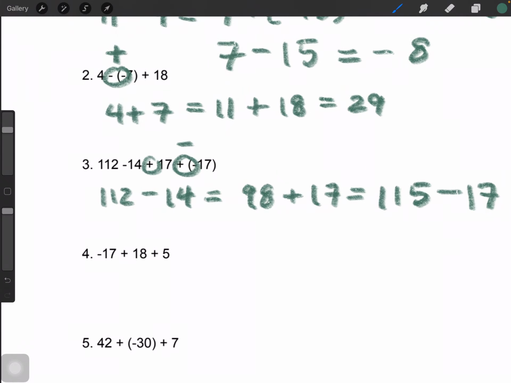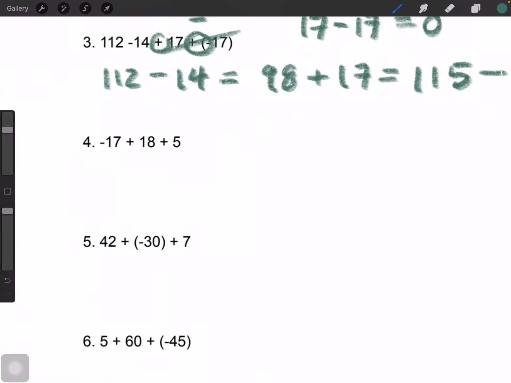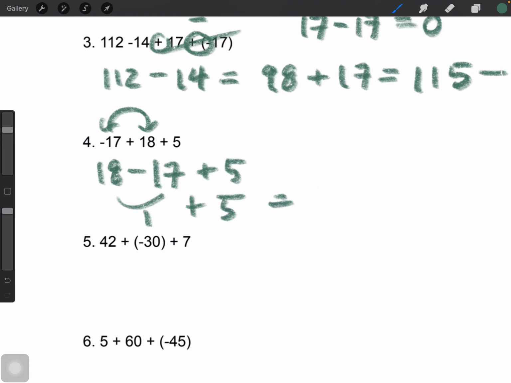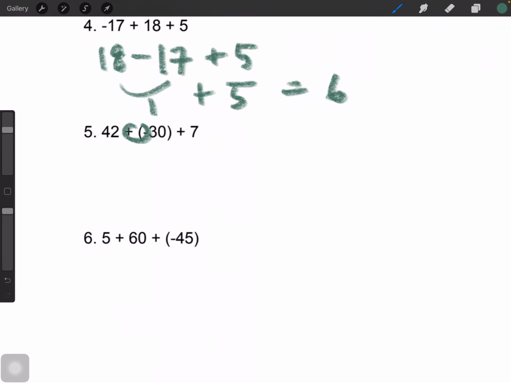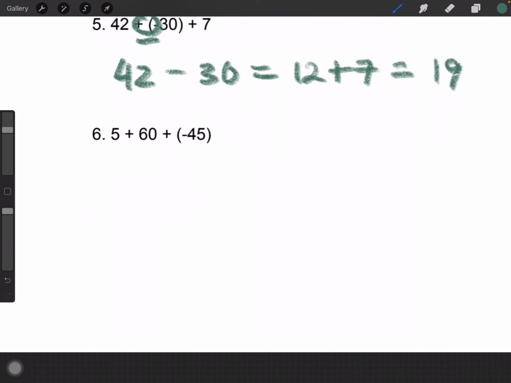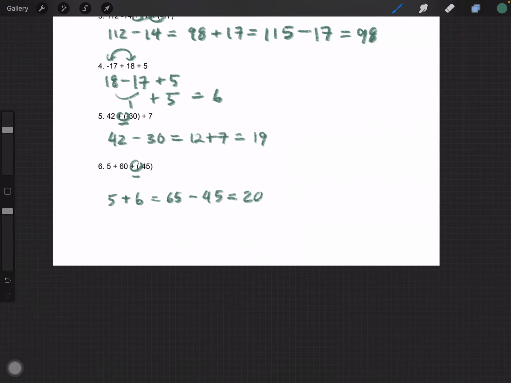Now, if you see a plus 17 and a minus 17, you know they cancel out because 17 minus 17 is automatically 0. So, in this one, you can reorder this as an 18 minus 17. Just switch these two around. Plus 5, which gives us 1, plus 5, which gives us 6. In this case, this becomes a negative, so 42 minus 30 is equal to 12, plus 7 is equal to 19. And in this last one, this equals a minus 5, plus 6 is equal to 65, minus 45 would equal 20. There we go.